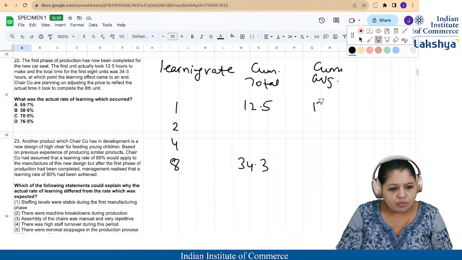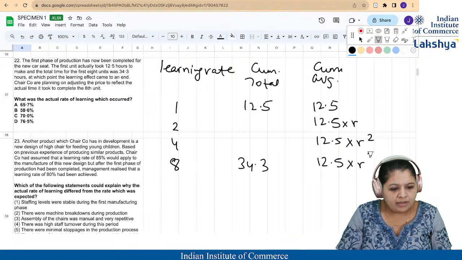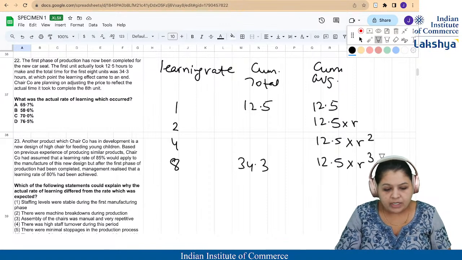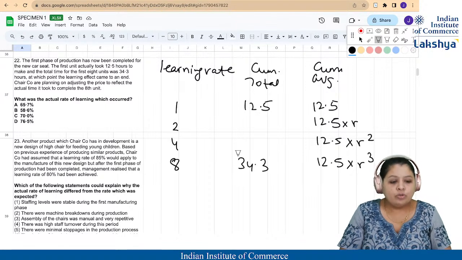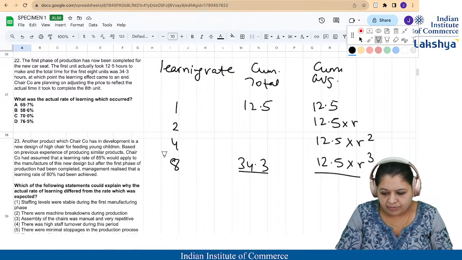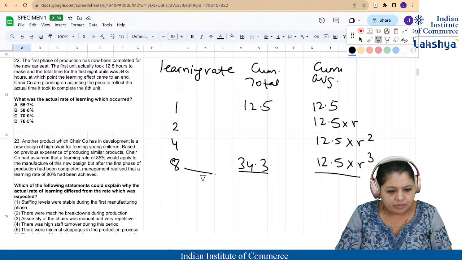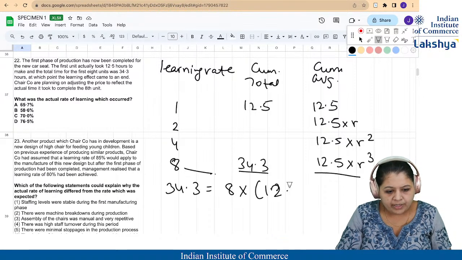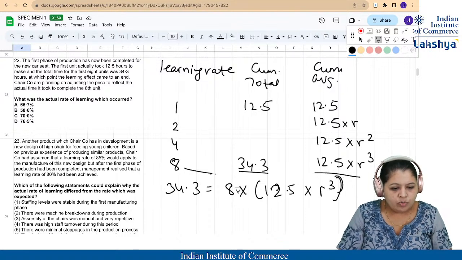Average time that is taken for one would be 12.5, and then 12.5 into R, 12.5 into R raised to 2, 12.5 into R raised to 3. Right? What do we need to find out here? We need to find out the actual learning rate, such a tongue twister, right? And that is what we would intend to do here for 8 number of units. So it is going to be 34.3 is equal to 8 into 12.5 into R raised to 3. Right?